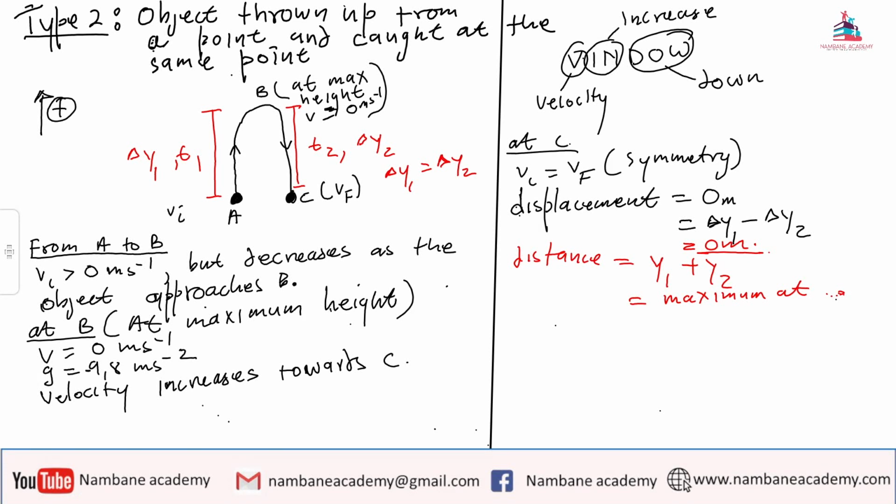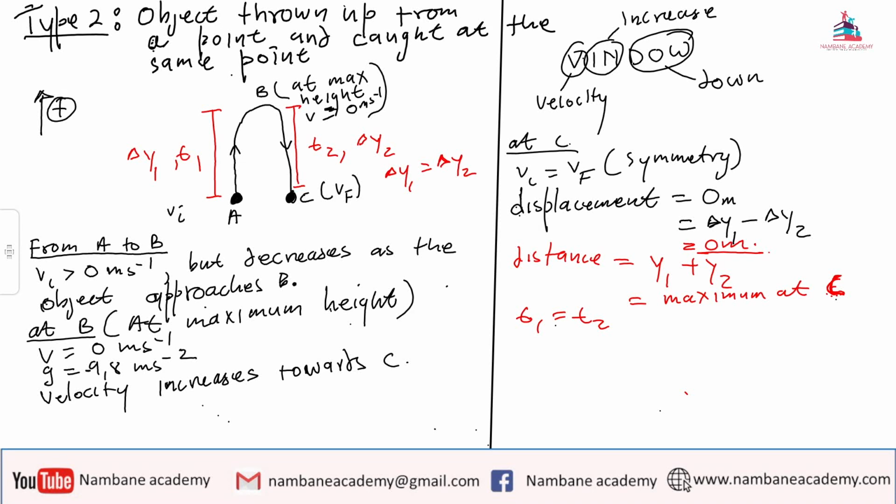So now check what is it that the examiner is asking. If the examiner is asking for the displacement at C, then the displacement must be 0. But if the examiner is asking about the distance, it must be a maximum. What do we mean by maximum? You just add y1 plus y2, it will give you the maximum. Furthermore, at C, we can say now T1 is equal to T2 according to symmetry. So the time taken to move from A to B is the same time taken from B to C.